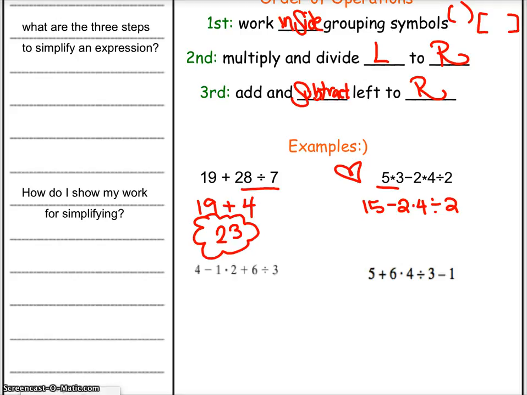And you just go one step at a time. I usually underline to help my brain stay focused. My next most important operation is 2 times 4. 15 minus 8 divided by 2. My next important operation is the dividing. 15 minus 4, which is 11. Final answer, 11. All right, you do the next 2.